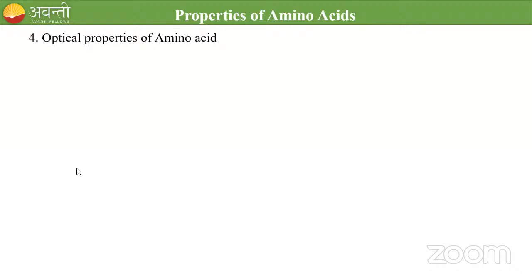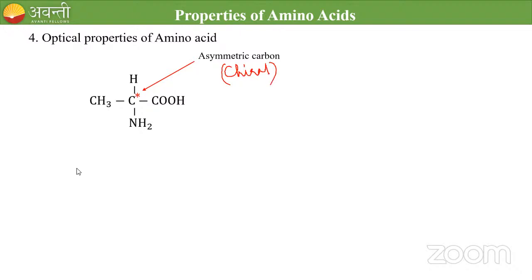So the fourth property is the optical properties of amino acid. It was already taught, right? Optical activity. So if a compound is having chiral carbon, it is optically active. So what is meant by a chiral carbon? The carbon which is attached with 4 different atoms or groups is called a chiral carbon. So let me take this amino acid. This carbon is an asymmetric carbon. Asymmetric carbons are otherwise called chiral carbon. Carbon which is attached to 4 different atoms or groups is called chiral or asymmetric carbon.